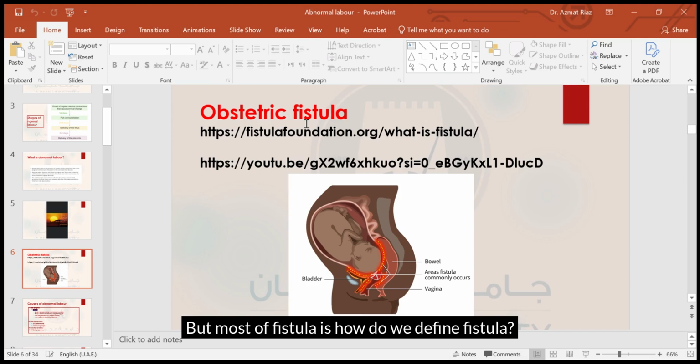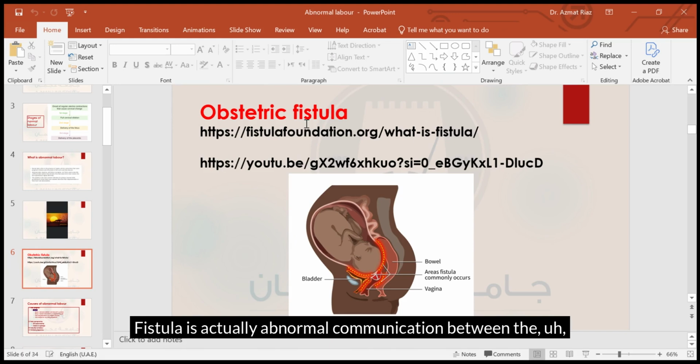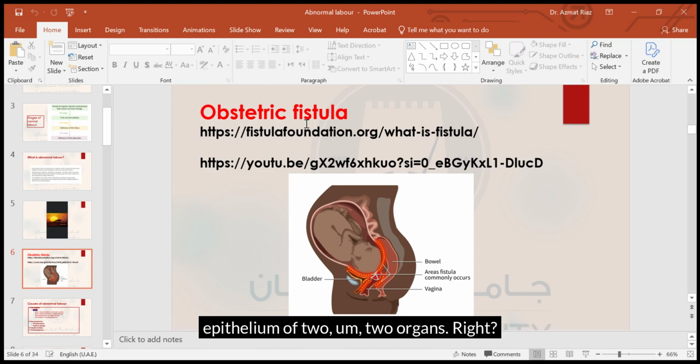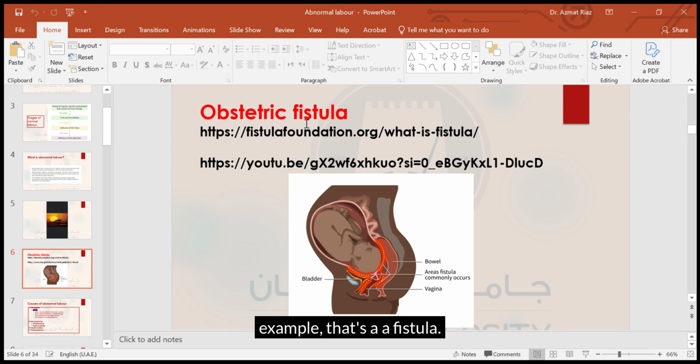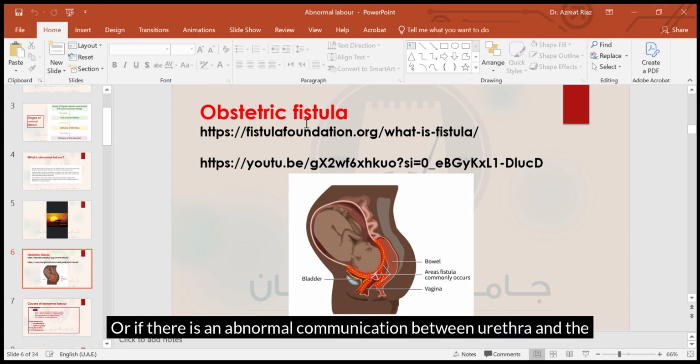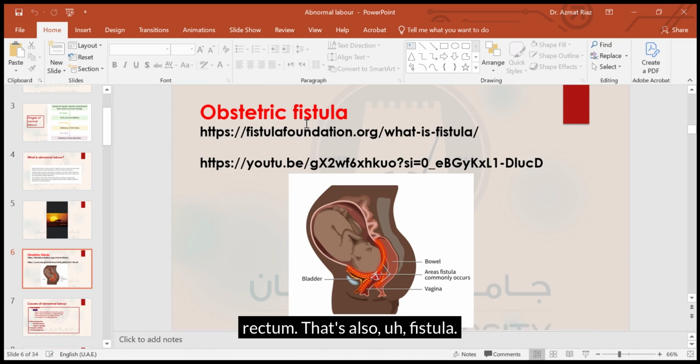But for most fistulas, how do we define a fistula? A fistula is actually an abnormal communication between the epithelium of two organs, right? So, for example, if there is an abnormal communication between the rectum and the urinary bladder, that's a fistula. Or if there is an abnormal communication between the urethra and the rectum, that's also a fistula.